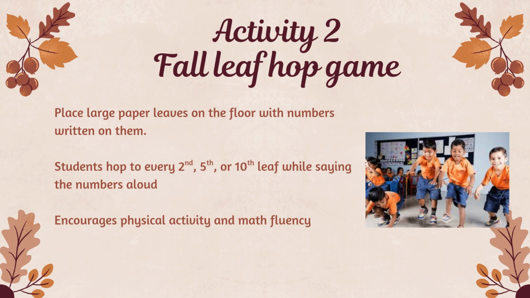Our activity 2 will be our fall leaf hop game. We are going to place large paper leaves on the floor with numbers written on them. Students will hop to every second, fifth, or 10th leaf while saying the numbers aloud. So if we're doing the 2s, we'll say 2, 4, 6, or if we're doing the 5s, we'll skip to 5, 10, 15. This will encourage our kids' physical activity and their math fluency as they will have a great time doing this.